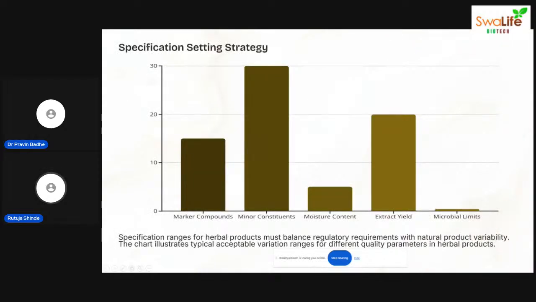changes. This is a specification setting strategy. So setting specifications for herbal products requires balance. On one side, regulators expect tight controls to ensure consistency. On the other, we have to recognize that natural variability is unavoidable. So typical ranges may be broader than for synthetic drugs, but the goal is to define acceptable limits that guarantee safety and therapeutic consistency while reflecting the realities of plant-based material.